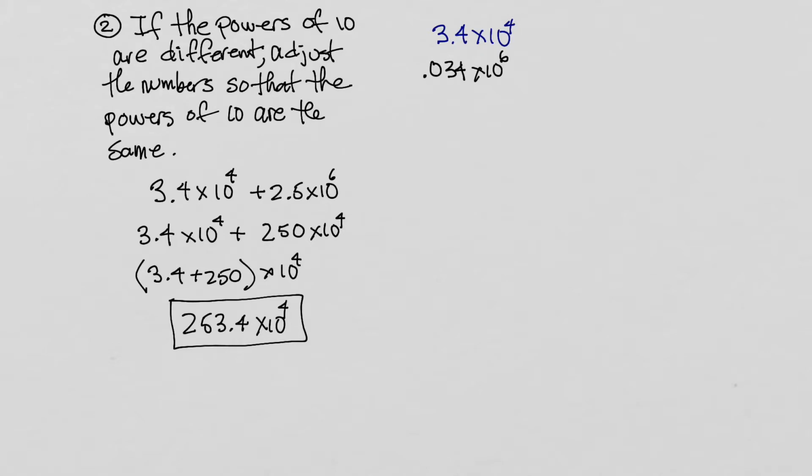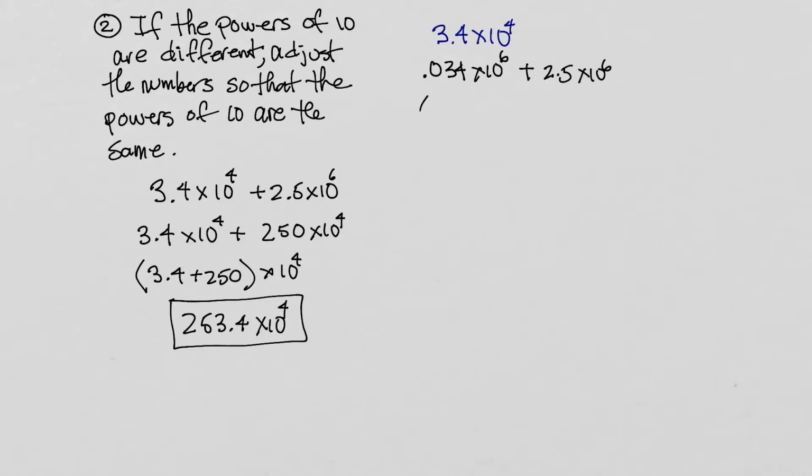Okay, let's make sure we've got this. To get the decimal right here, we moved it 4 places to the left. So 1, 2, 3, 4. But we really want 6. So 5 and then 6. So there's the 5 and the 6. Okay, and now we're going to add the 2.5 times 10 to the 6th.